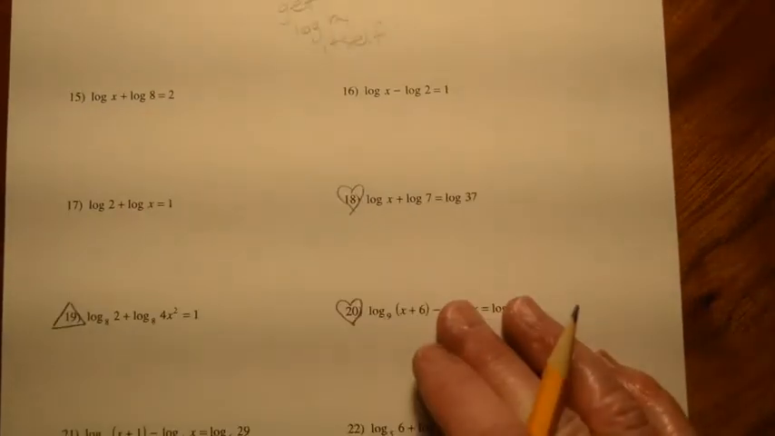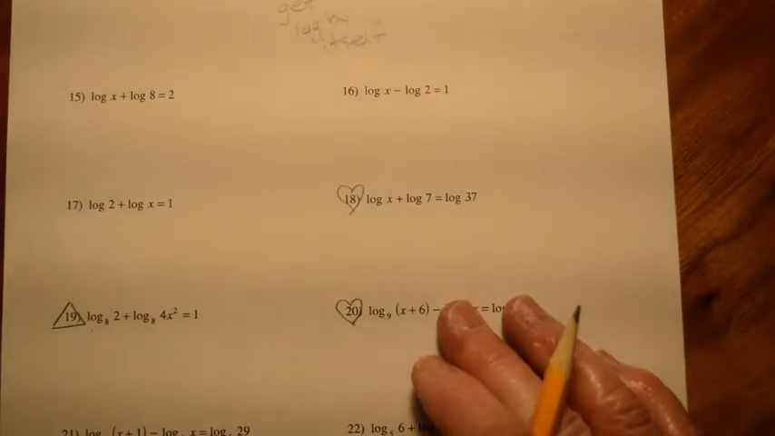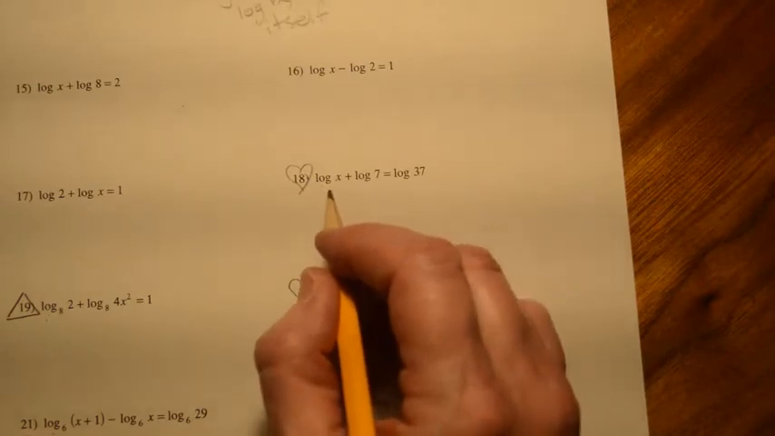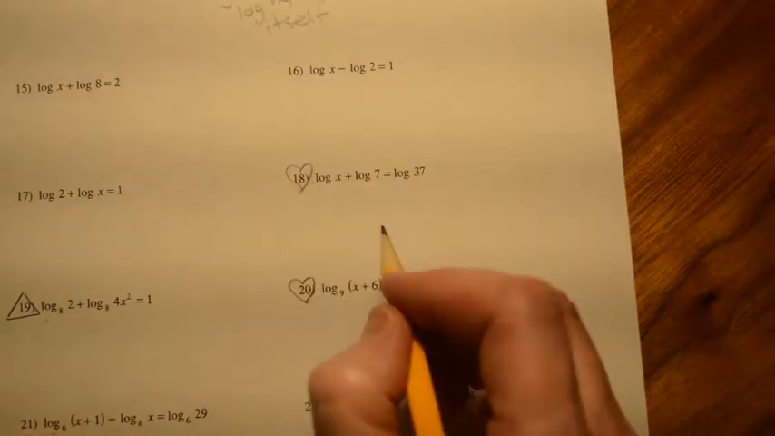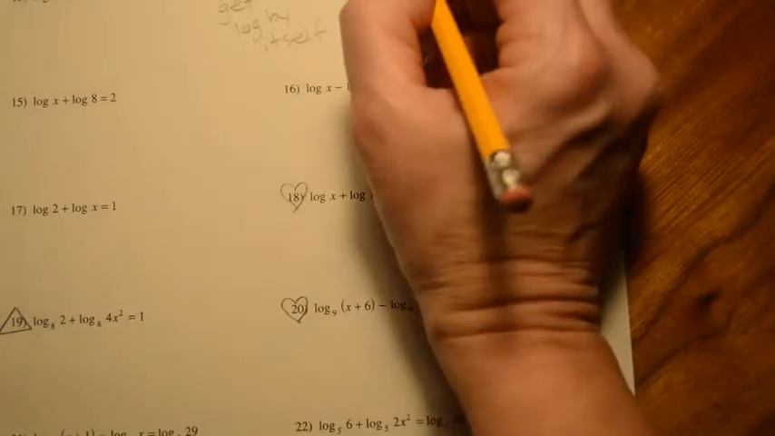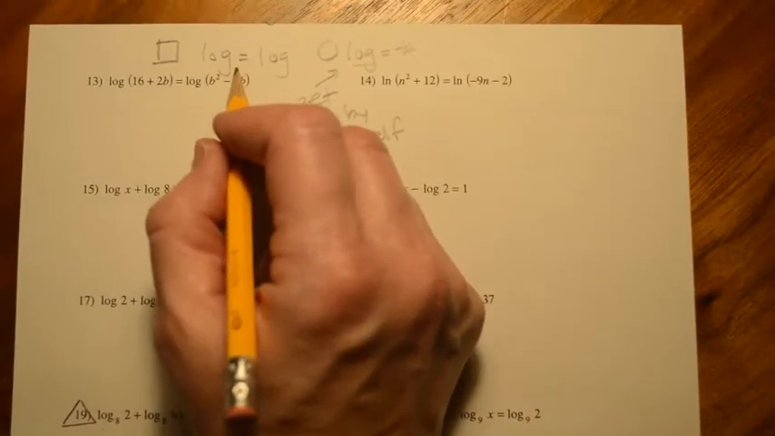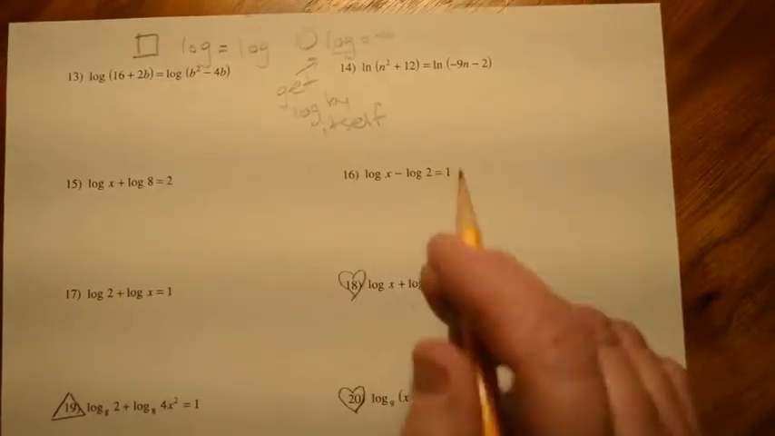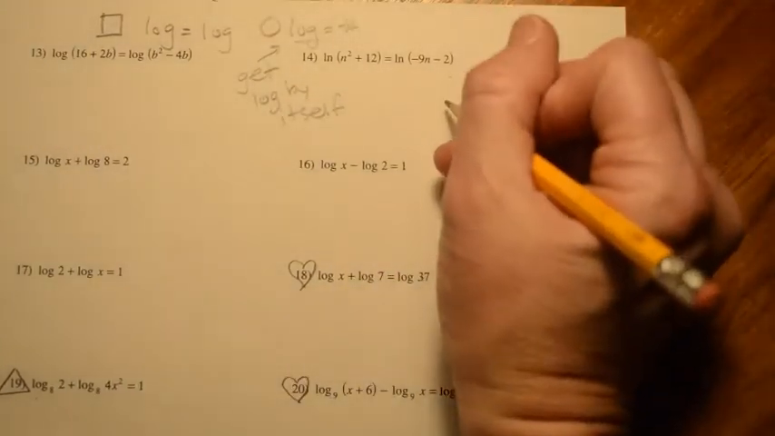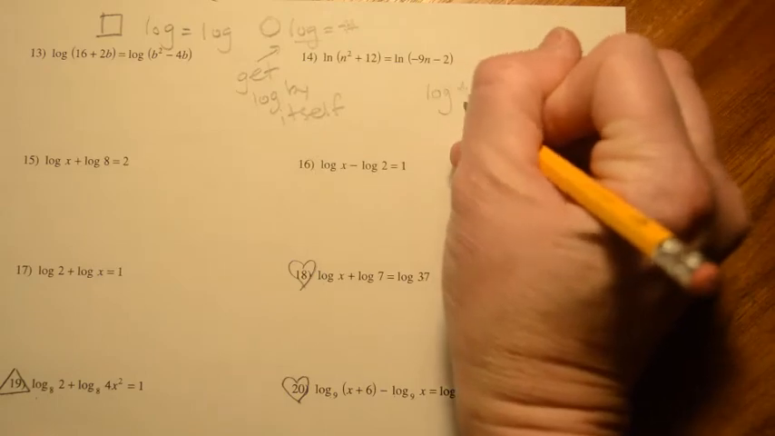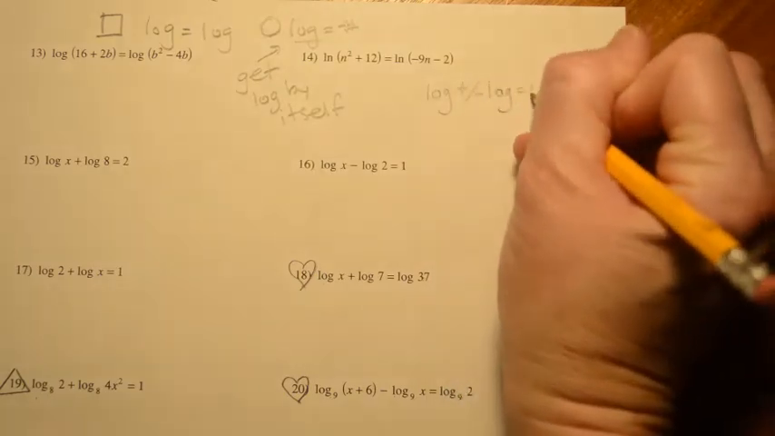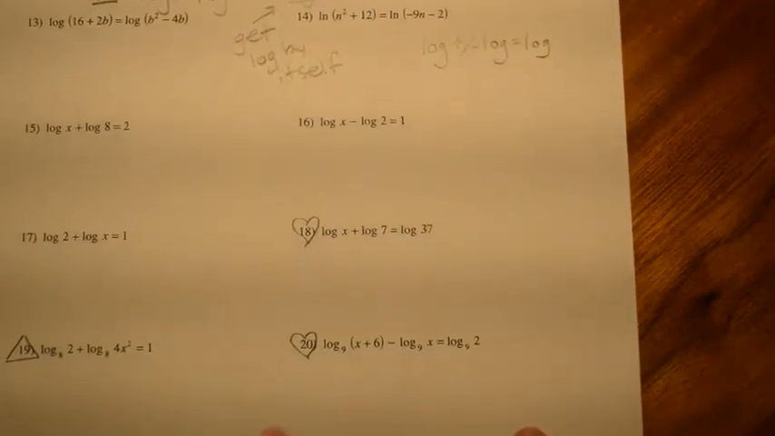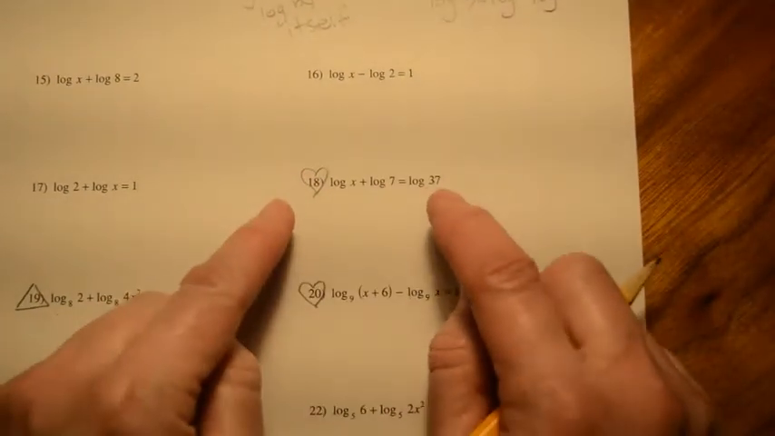All right, so next we're going to look at the heart problems, the problems where we've enclosed them with a heart. So these problems are going to be similar to this one in the sense that we've got logs on both sides, but in this one we just had a single log. In the heart ones, we've got log either plus or minus another log equals a log. All right, so let's confirm that that's what we've got here in 18 and 20.